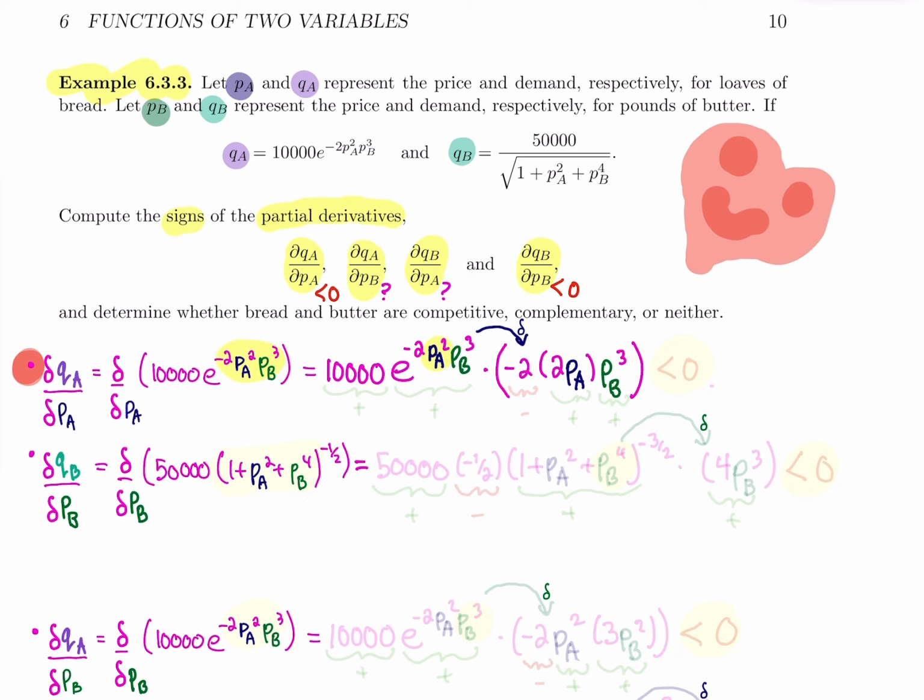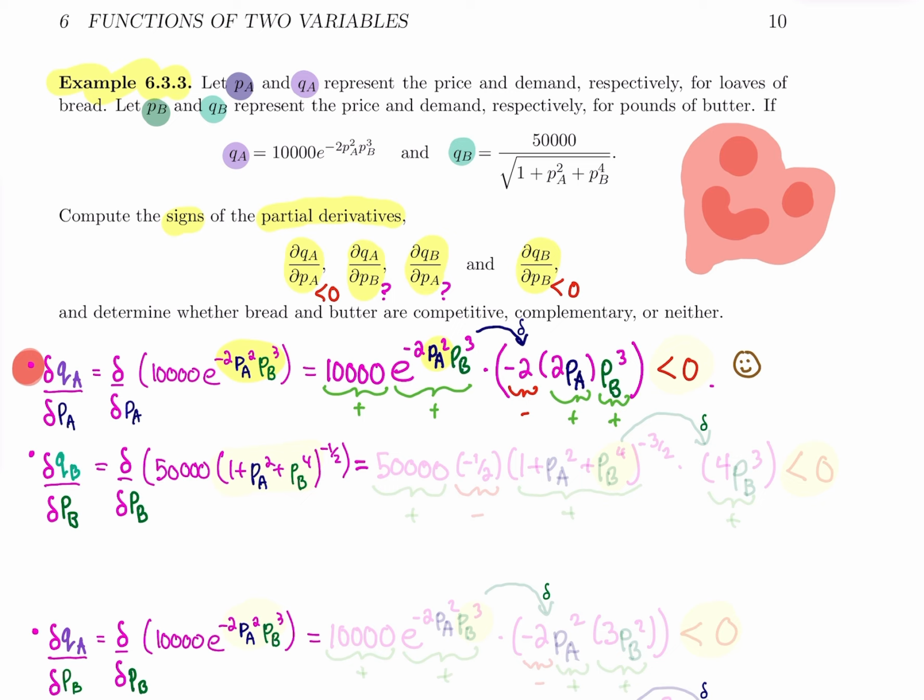Now let's just do a little sign analysis. Well, 10,000, of course, is positive. E to the power of anything is always positive. Minus 2 is negative. 2PA is positive. Remember, the prices are always positive quantities, and PB cubed will be positive. Because I have that one negative term, the whole thing, when you multiply these 5 parts, will be negative as expected. So you're expecting that negative value. So that's good.